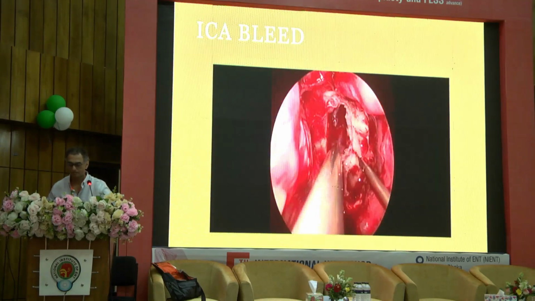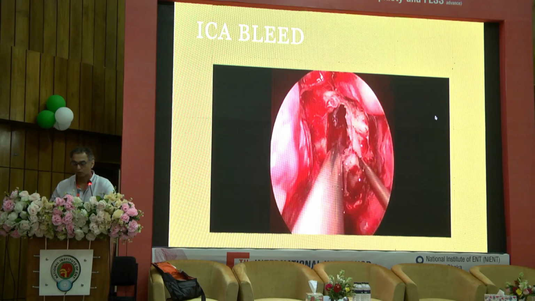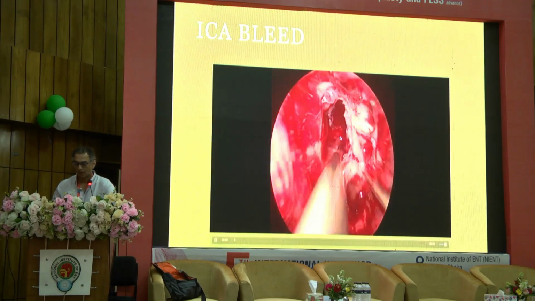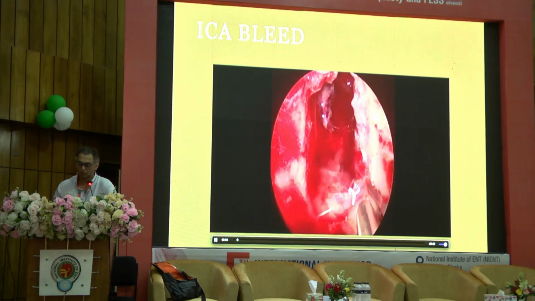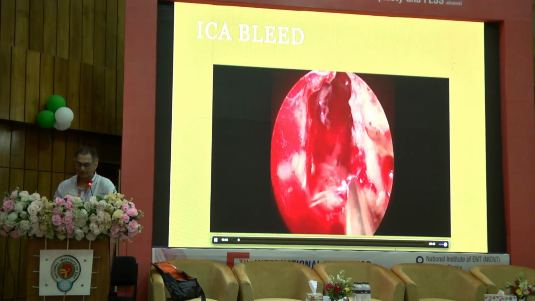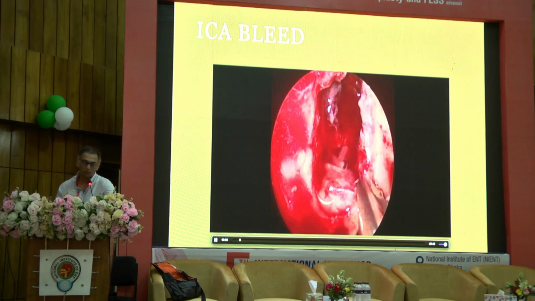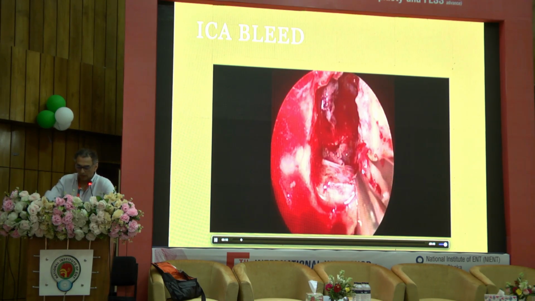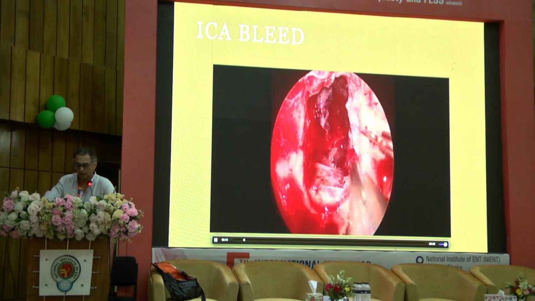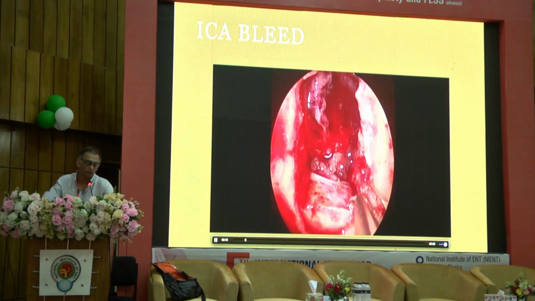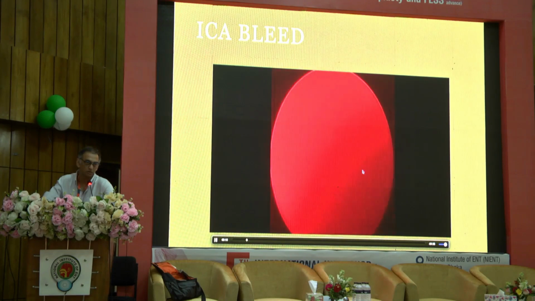The ICA is a little different, right? It's completely different. So this is a clival chordoma we were doing. And at one stage we thought we were just taking a little bit of that tumor off. And just behind it was the ICA, a little more medial than we had thought. And this is a little puncture in the ICA. And you'll see how in one moment the picture changes to red. Nothing you can see, right?